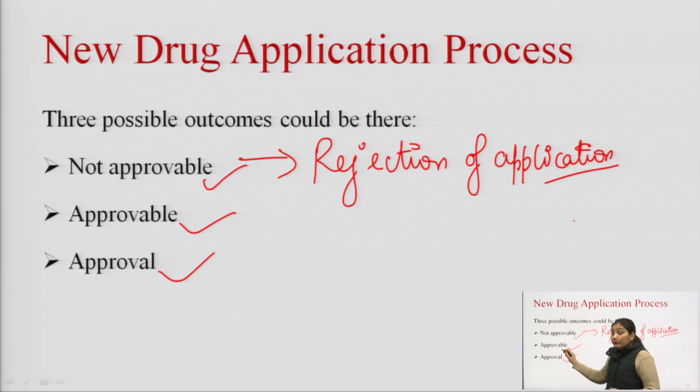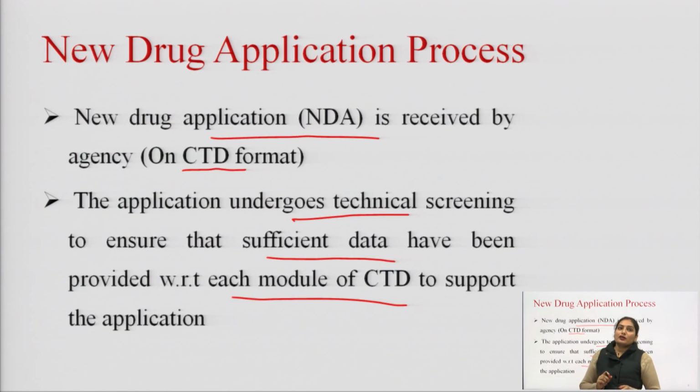The approvable outcome means the application can be approved, but with minor variations, and the last one is the approval. In the approval, this means this application can be approved. So, the new drug application process consists of 3 simple steps.